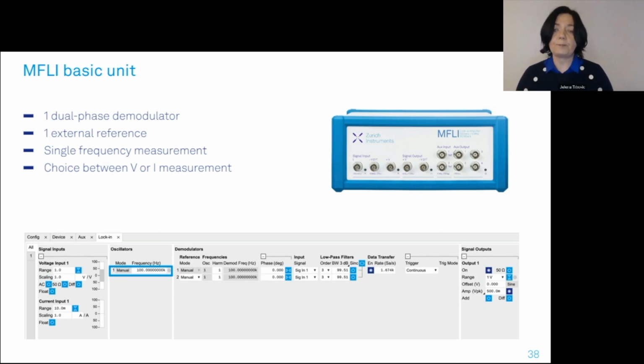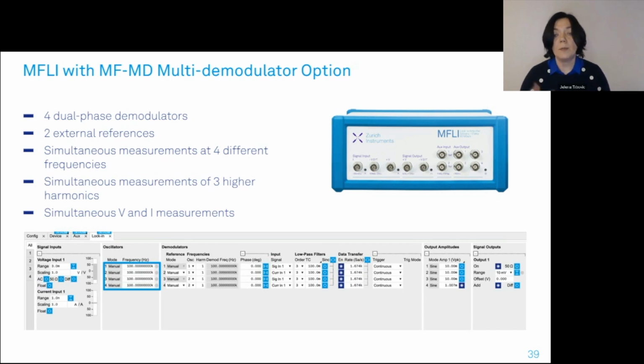So here, when you actually come to do the experiment, you can start off with a simple lock-in that has one demodulator, one external reference, and you have to choose between voltage or current measurement at a single frequency. However, as Martino has mentioned, if you use the multi-demodulator option, you can have 4 dual phase demodulators that you can then use to measure the DC signal, the fundamental, the higher harmonic, all these things that Martino has mentioned that can be used in these measurements.